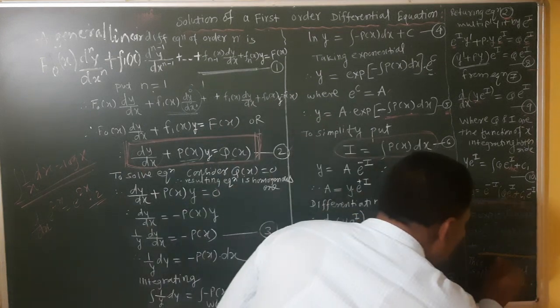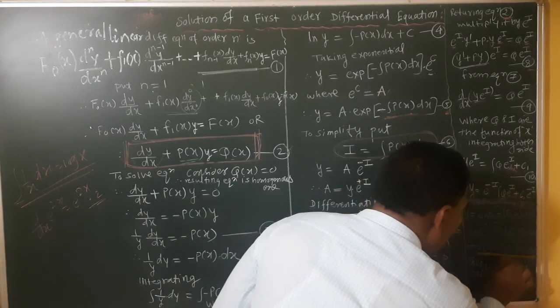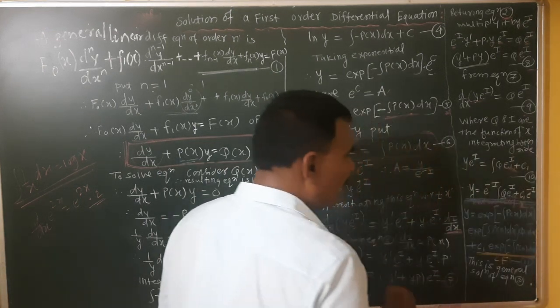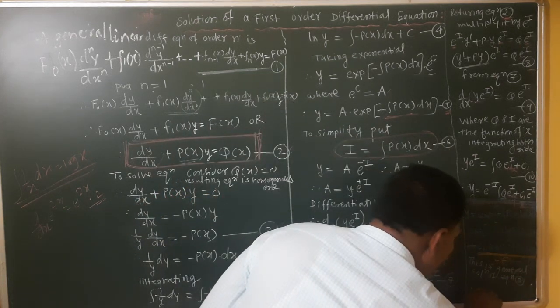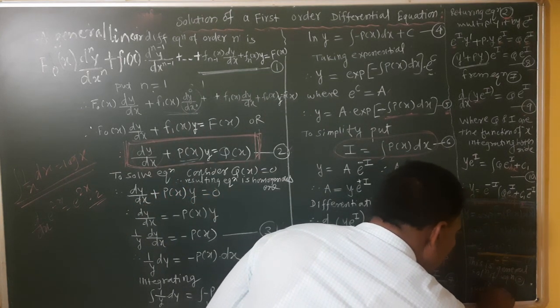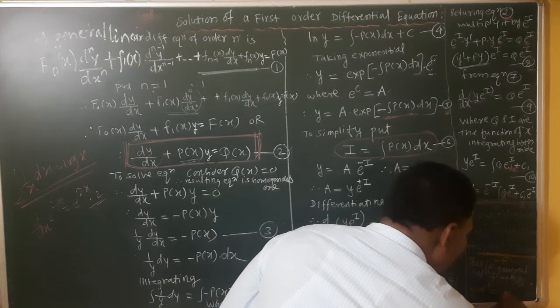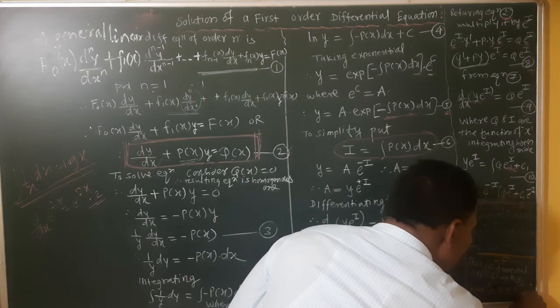This is called CF. And the first term is called what? This first term is called the particular integration. And finally, the general solution. The general solution is equal to CF plus PI, where PI is nothing but the particular integration.